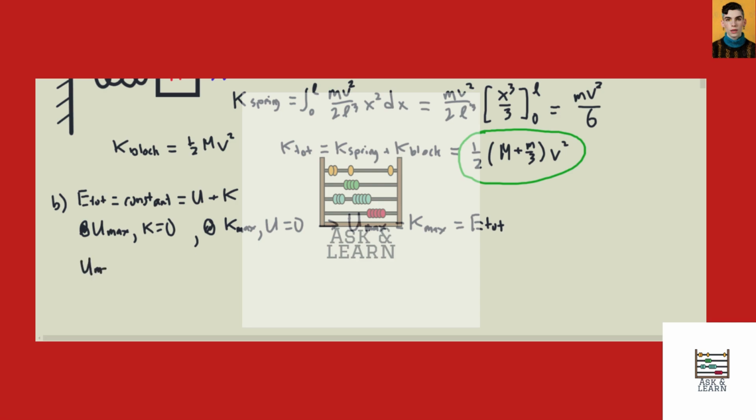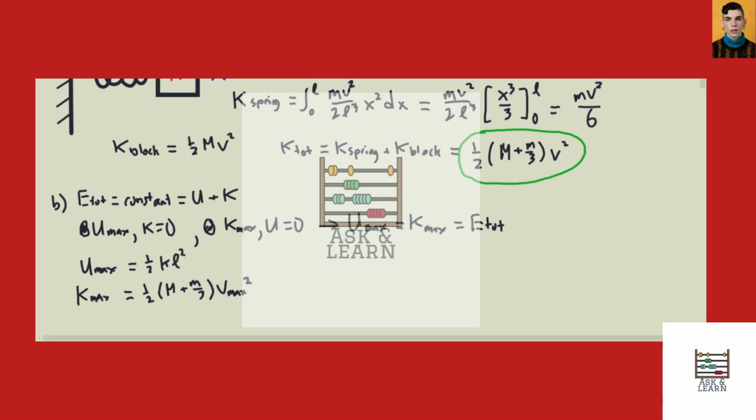So we can say U max equal to, so what is our potential energy of a spring, 1/2 kx squared. So it'll be equal to 1/2 kL squared. And our maximum kinetic energy we can express as 1/2 capital M plus small m over 3 times v max squared, since in part A we found the total kinetic energy of the spring to be equal to that. So the maximum kinetic energy will just be when this velocity is a maximum.